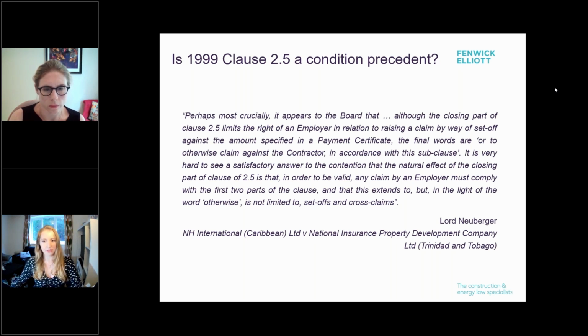The clause itself uses the words, in relation to time frame, "as soon as practicable." The lack of specificity here did not prevent the clause from operating as a condition precedent. The Privy Council went so far, actually, as to say that where the employer has failed to raise a claim as required by the earlier part of the clause, then the back door to set-off or cross claims is as firmly shut as the front door of an originating claim.